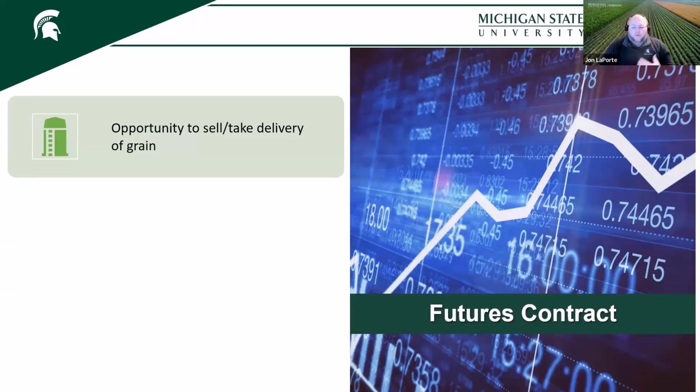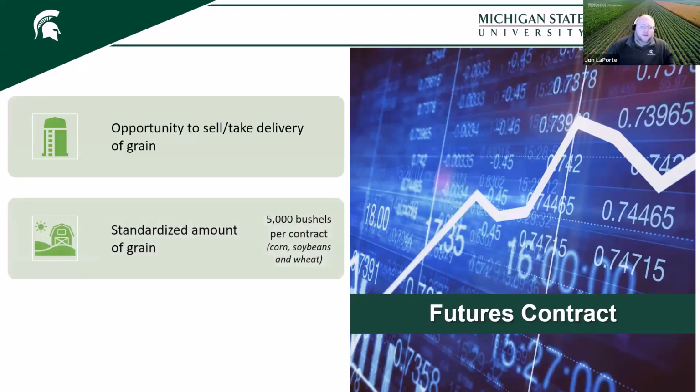That's what a lot of producers do as well, but they're doing it on a more limited scale than some of these traders. The reason for that is that the standard amount of grain on a contract is about 5,000 bushels. That's still the case for corn, soybeans, and wheat.